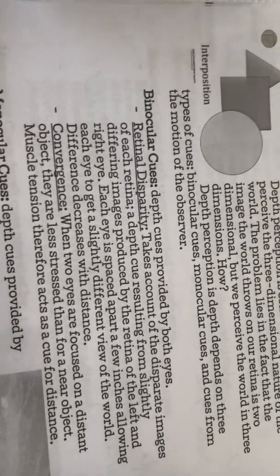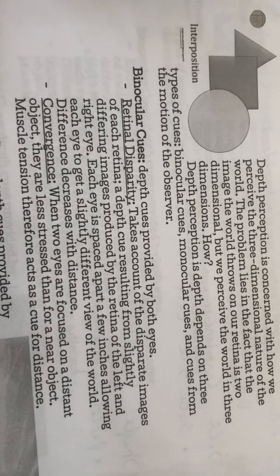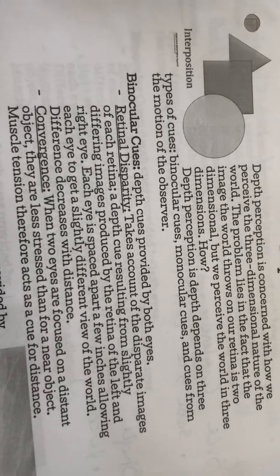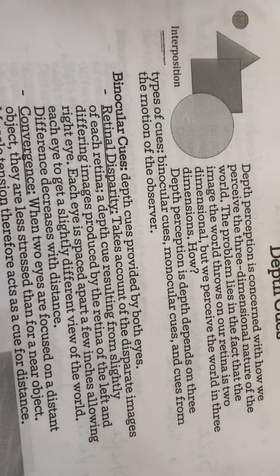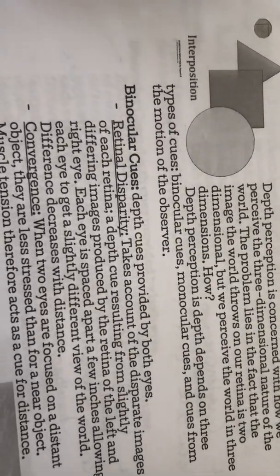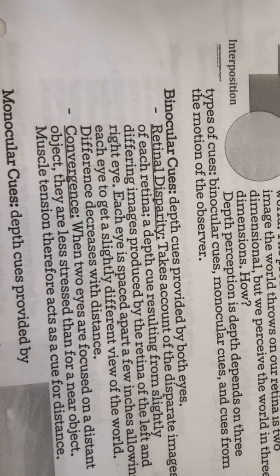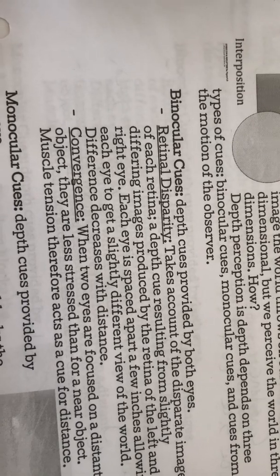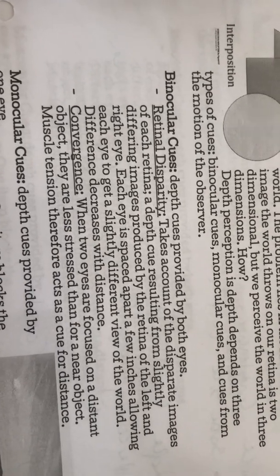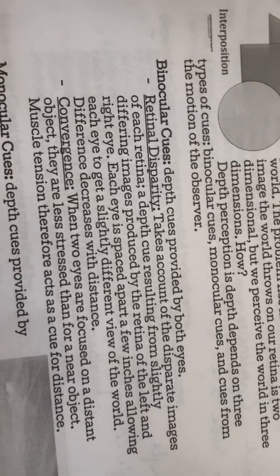So retinal disparity takes into account the disparate images of each retina. A depth cue resulting from slightly differing images produced by the retina of the left and the right eye. Each eye is spaced apart a few inches, allowing each eye to get a slightly different view of the world. The difference decreases with distance.